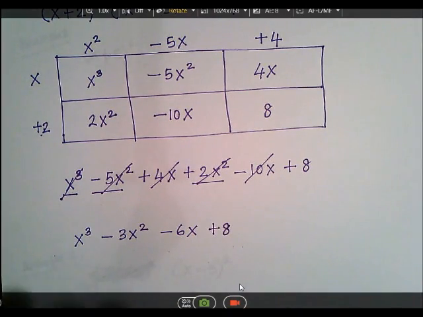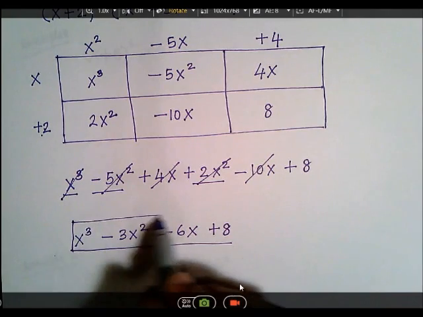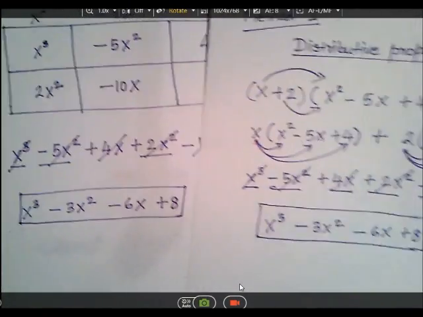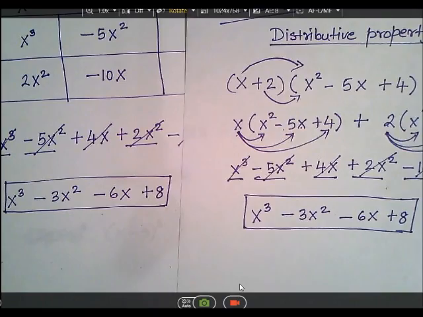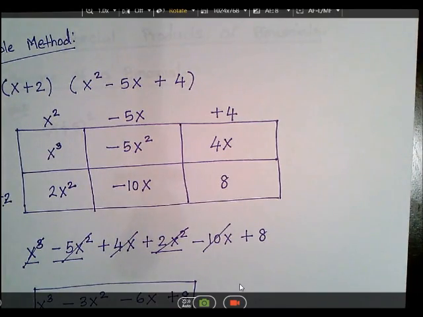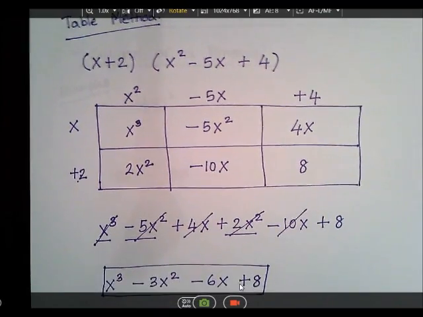Alright. So I have combined all the like terms and I got my polynomial, which has 4 terms now. Alright. So the answer, if I compare with what I got earlier using the distributive property method, is the same thing. My favorite method is the table method. I can't make any mistake. I can't go anywhere wrong. So I would use that if I were you.